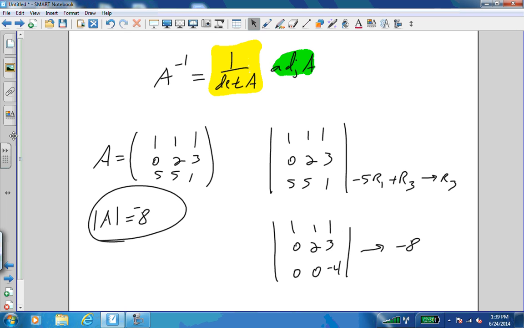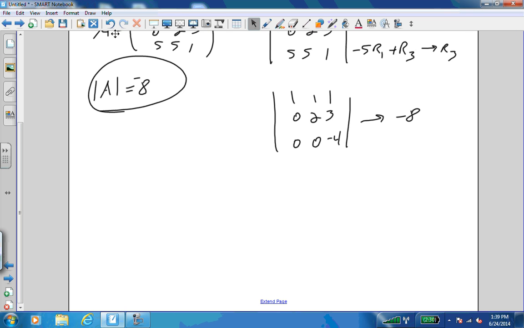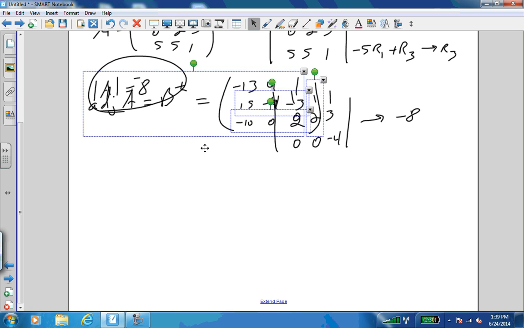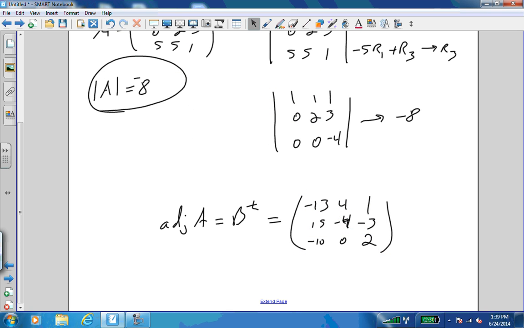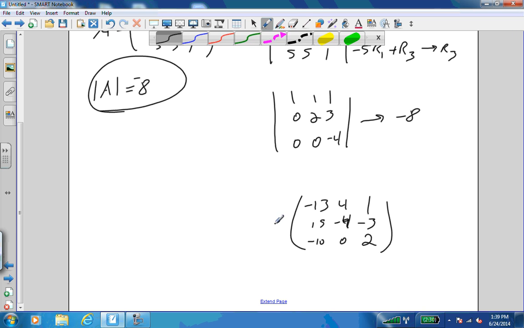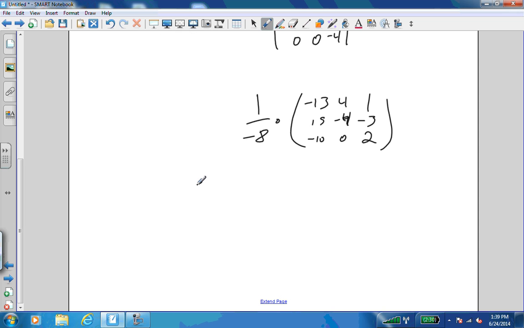So if we bring our adjoint over, let's paste that down here. So we're going to take that adjoint and multiply it times 1 over our determinant. So this is going to get multiplied times each element. And this is going to be the inverse of A.